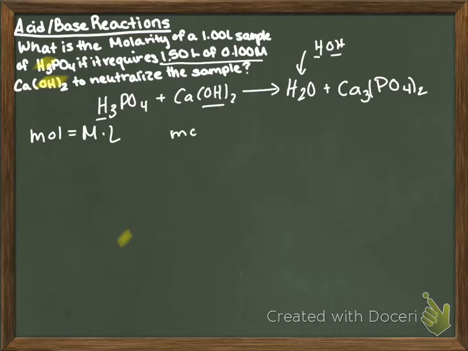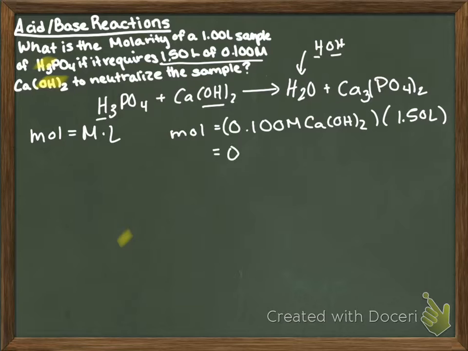In this problem, we can see that molarity is going to be 0.100 molar, and the volume is going to be 1.50 liters. And so if I go ahead and do this, I should get that the number of moles of calcium hydroxide is going to be 0.150 moles of Ca(OH)2.